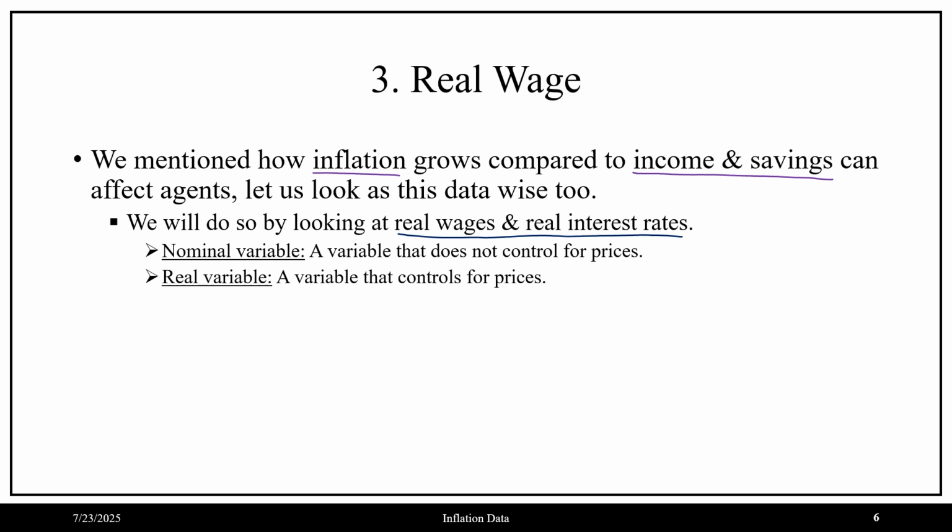So a nominal variable is going to be one that does not control for prices, and we can think about it as being expressed in money units. This is different from a real variable that controls for prices, where we can think about this being expressed in basket units. Say that we had a basket of goods and it cost $100 and there was one basket. The nominal way to express that is the basket is $100. The real way to express that is there is one basket. What we want to then do is look at income and interest rates in those ways as well too.